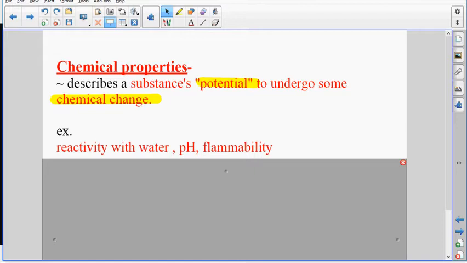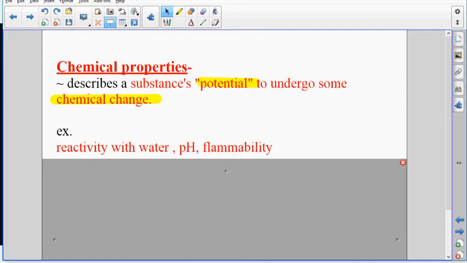Anyways, some examples: reactivity with water, pH, flammability. So let's say I gave Amanda our little worksheet over here. I'm like, hey, sweet, let's see how flammable your worksheet is.